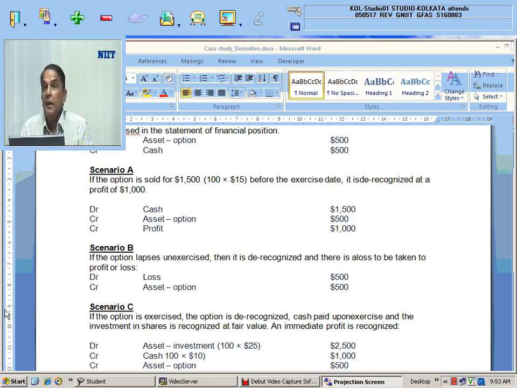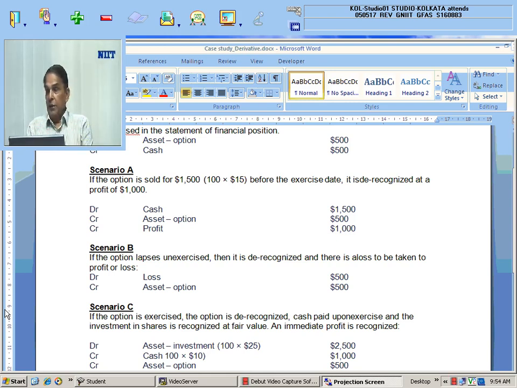So on that day, a new asset is created. When ABPLC exercises the right to buy 100 shares of CDPLC at $10 per share and buys those shares, they make a payment of $1,000 for an investment whose fair value is $2,500. Is that clear or not clear?